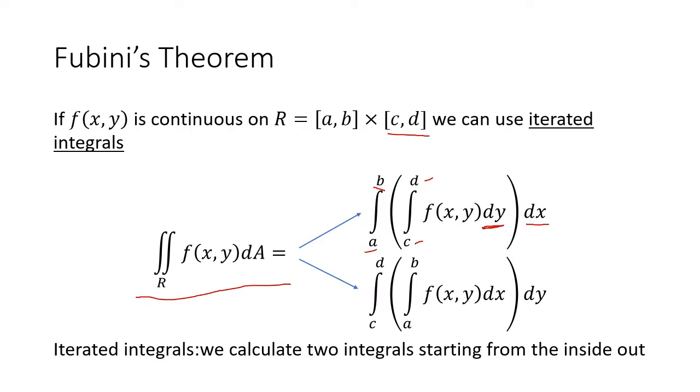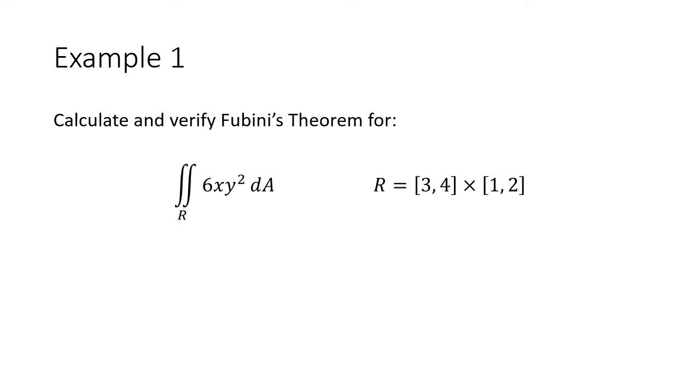The second example, I can certainly do it with respect to x first, which means my bounds need to be in terms of x. And then with respect to y second. And so those bounds would be on the outside. So let's do an example where we actually go through and verify Fubini's theorem, which means let's do it with respect to y, then x, and then we'll do it with respect to x and then y, and make sure we get the same results both ways.